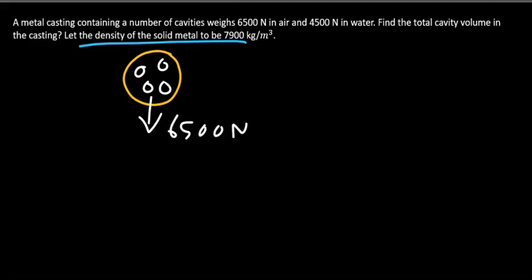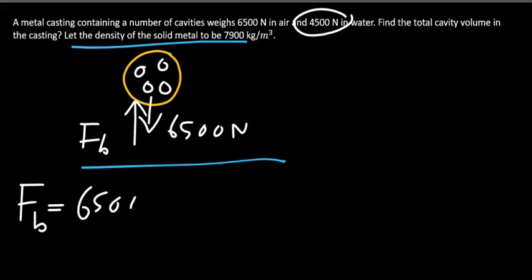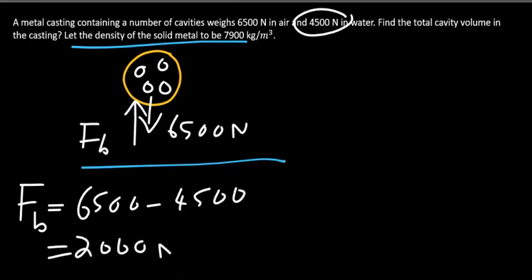6,500 newtons. Now if you immerse this object in water, there will be an upward buoyant force that acts on this object. That would make the effective weight of this object less, namely 4,500 newtons. What that means is the buoyant force is 6,500 minus 4,500 newtons, which is 2,000 newtons. Keep in mind, in this case, we calculated the buoyant force by simply looking at the true weight and the effective weight. We did not use Archimedes' principle here.